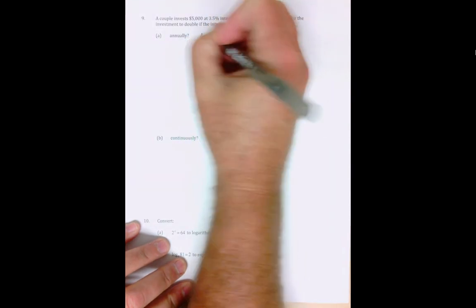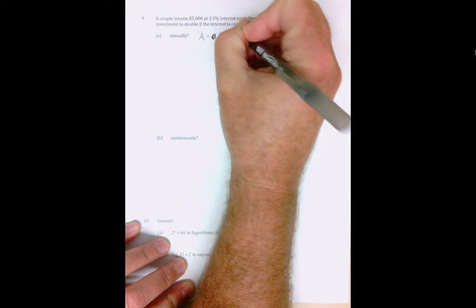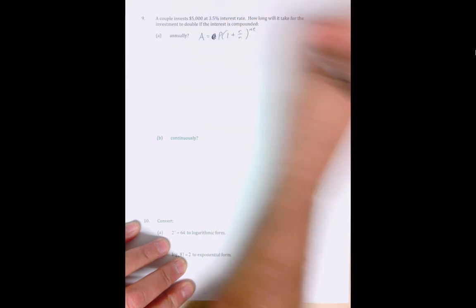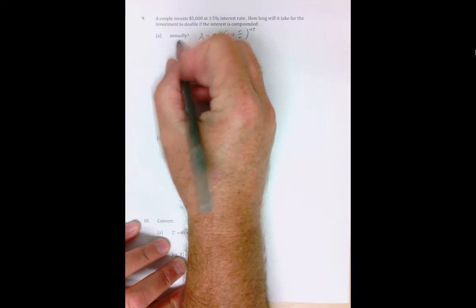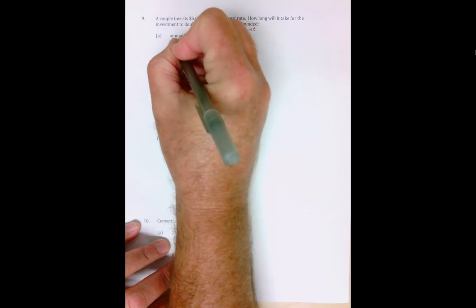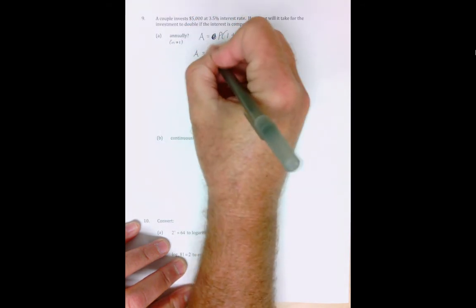All right, gang, this is a little bit tougher problem right here, I was going to tell you. A couple invests $5,000 at 3.5% interest rate. How long would it take for the investment to double if the interest is compounded annually and continuously? Well, guys, the interest rate formula that we're going to use ad nauseum is this, and when we are compounding annually, that means that n is equal to 1.